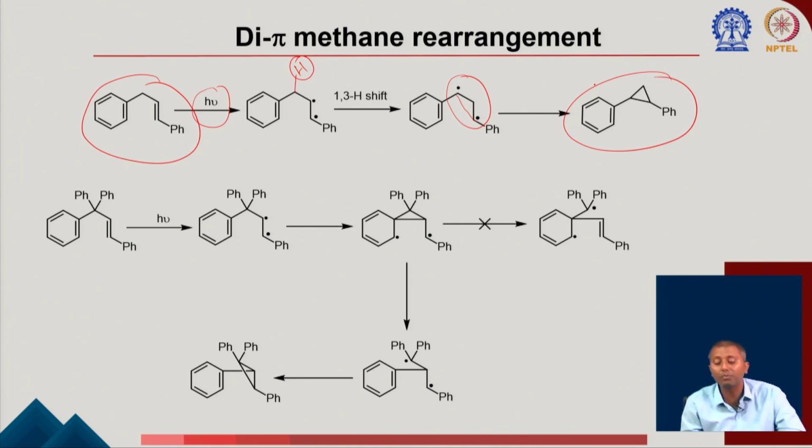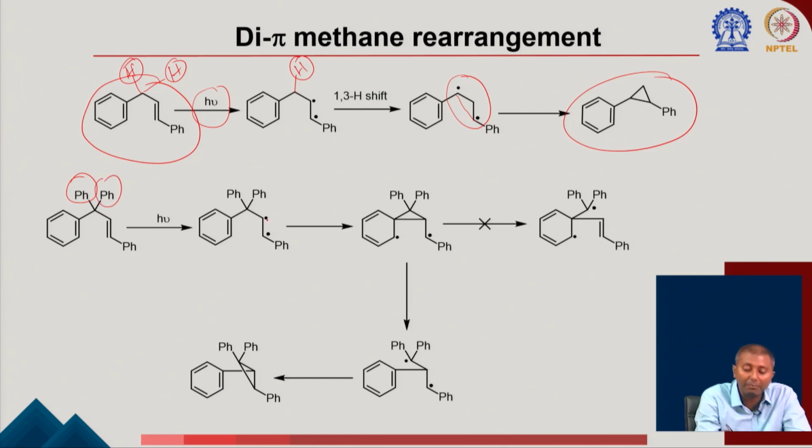That it's not always going to form this 1,4 diradical. It can also form a 1,3 diradical. Now if, instead of this hydrogen, you remove the hydrogen and put 2 phenyl groups here, what is going to happen? First thing that happens is formation of this radical. Now there is no hydrogen for the abstraction. So what is going to happen?